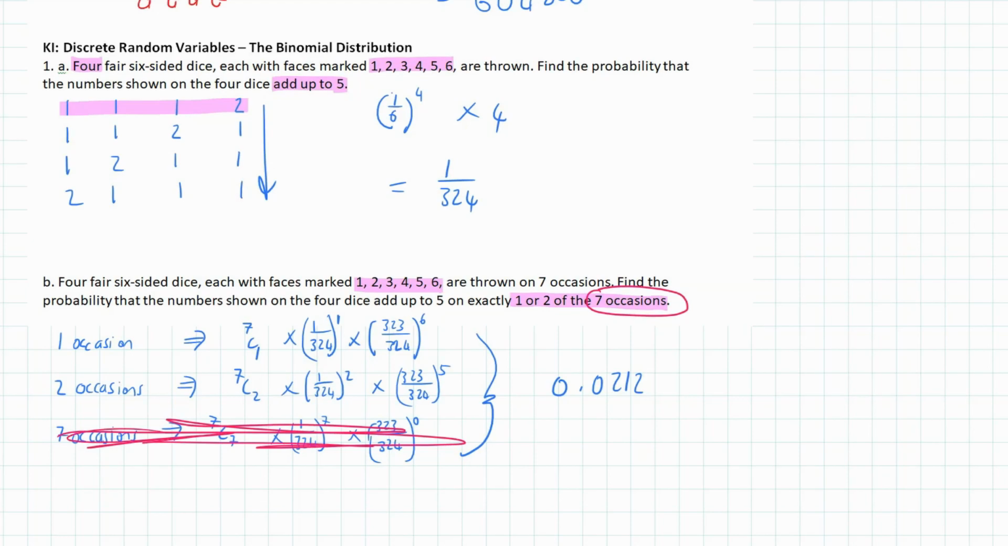Plus 7 choose 2 times 1 over 324, and make that a squared. It always pays to read the question. Times 323 over 324, I'll put this in brackets as well, and that will be to the power of 5. Okay. Ah, there we go. Very close anyway. I must have stuffed up the first time because I've now got an answer that's a little bit higher. But anyway, 0.0214 is my final answer there.